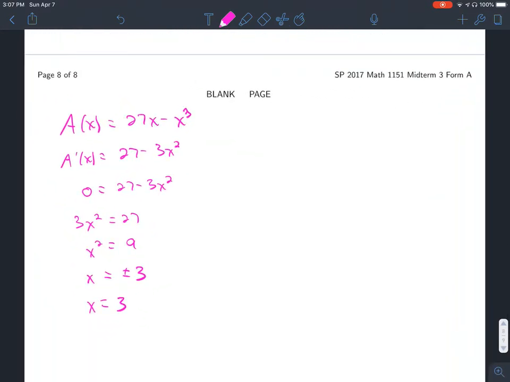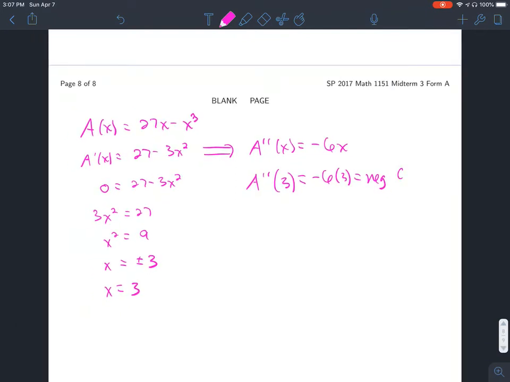How would we know for certain this is a max? Well, you could use a second derivative test. Find the second derivative of this, which is going to be negative 6x. And then the second derivative test, if you put a negative 3 into this, will your answer be positive or negative? It's negative. If it's negative, it's concave down. If it's concave down, it's a maximum. I assume you would have to show this. Second derivative test, I know you do in my classroom.